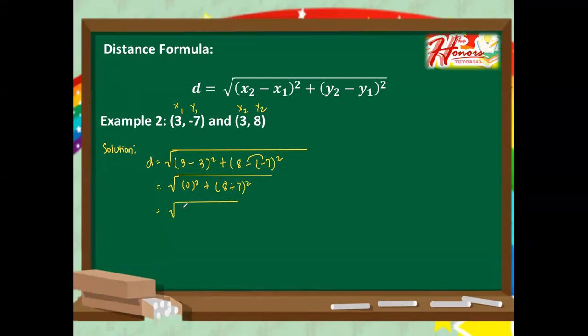Let's continue solving. 0 squared, that is 0, plus the quantity of 8 plus 7, that's 15 squared. So we have here 0 plus 15 squared. We can just write 15 squared here. Since our exponent here is 2 and our index here is 2, though it is not written and it is invisible, we can just cancel out the exponent and the index here and also the radical symbol. So our final answer here is 15. The distance is 15.